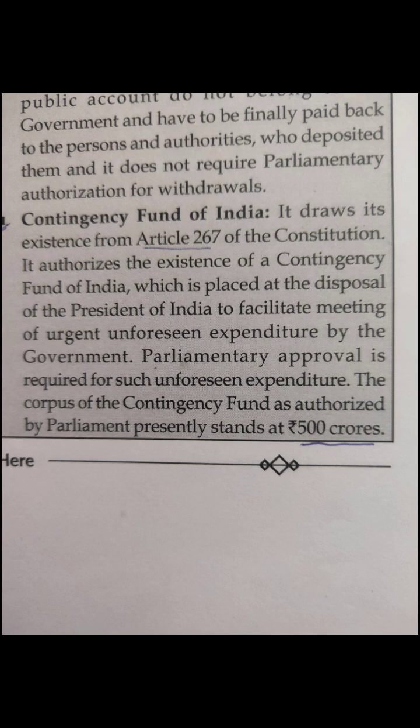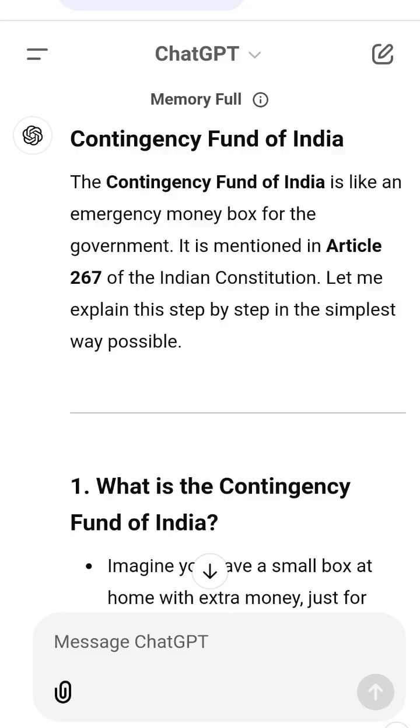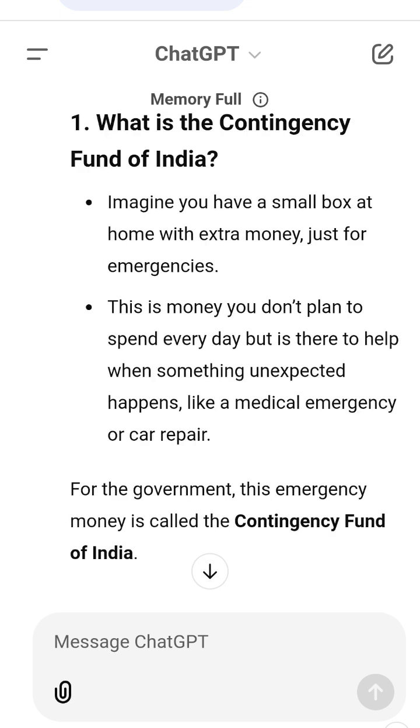4. How is the public account different from the consolidated fund? Consolidated fund: the government's own money, taxes, loans. Public account: money held in trust, savings, deposits. The consolidated fund needs Parliament's permission to withdraw, while the public account does not need Parliament's permission; the consolidated fund is used for running the country, while the public account money is returned to rightful owners later. 5. Why doesn't the public account need Parliament's approval? Since this money doesn't belong to the government, it doesn't need Parliament's permission to withdraw it. The government simply pays it back when people ask for it.